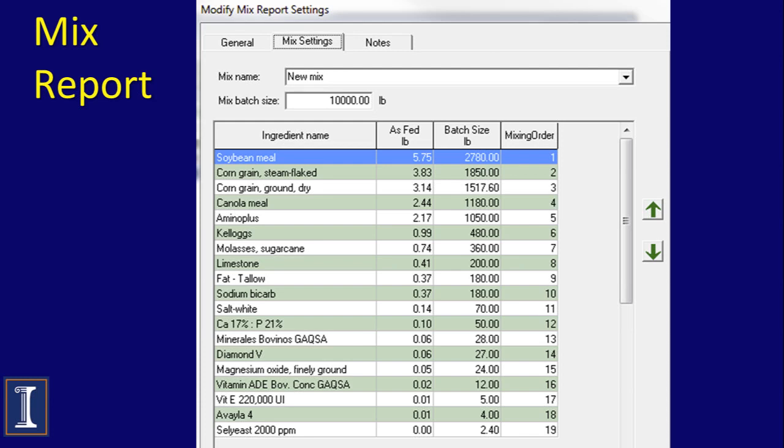So if you want a 5,000 pound batch size or whatever size you want, you can see I'm going to add to this batch 2,780 pounds of soybean meal. And you can read the rest of the numbers on down here. And we went from highest to lowest, or we could change those and move those around if it's convenient for the feed mill or the on-farm mixer.